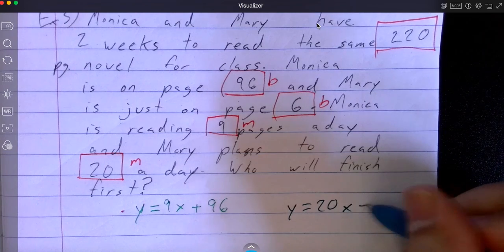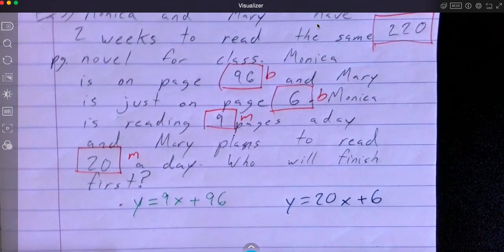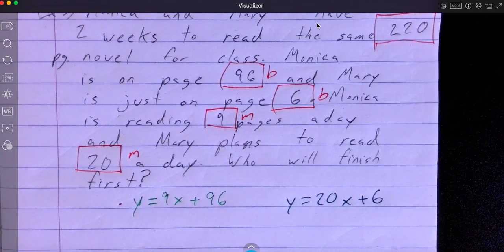Good luck to her. I don't think I could do that anymore. That's too many pages for me.